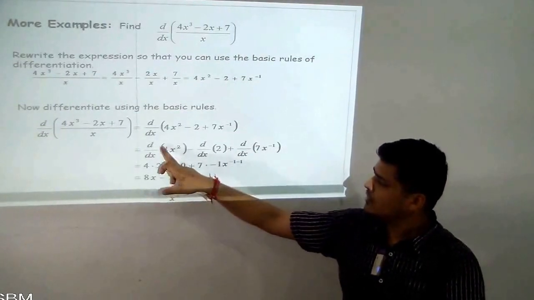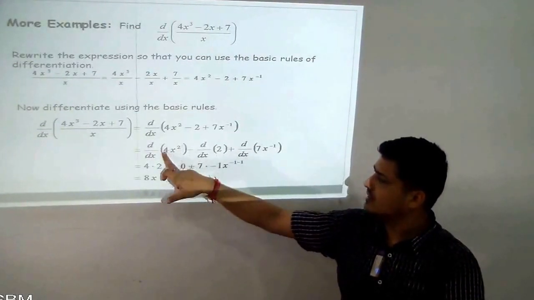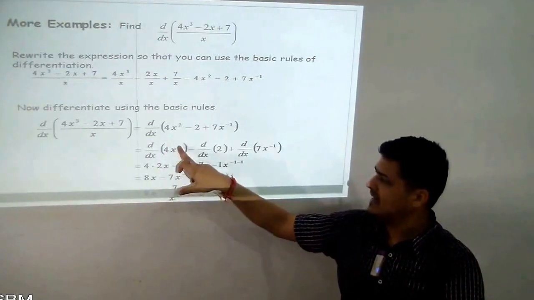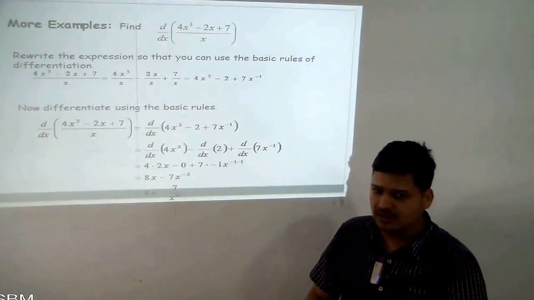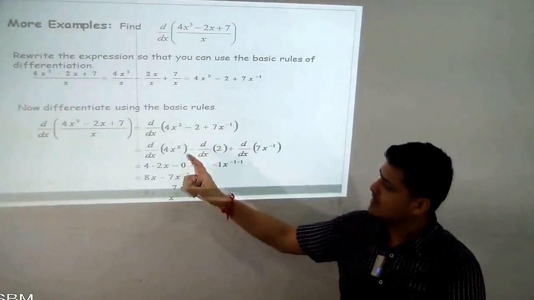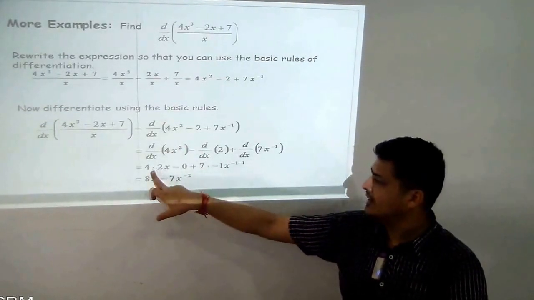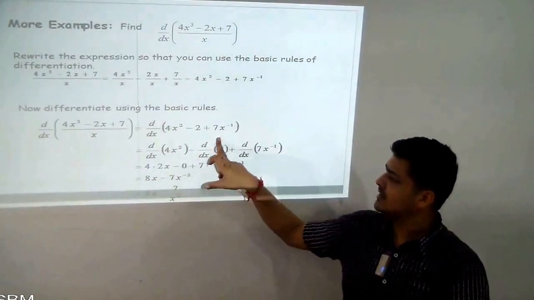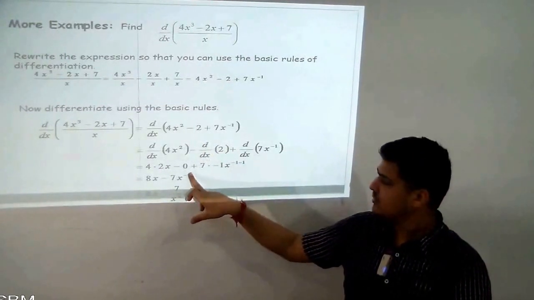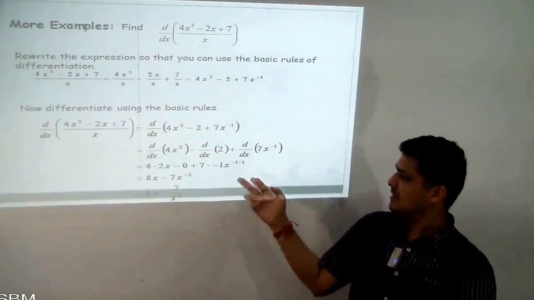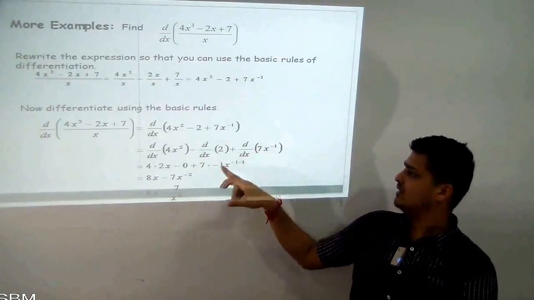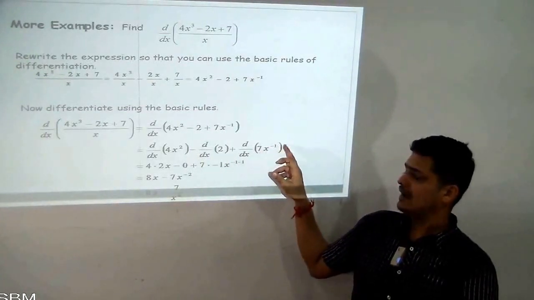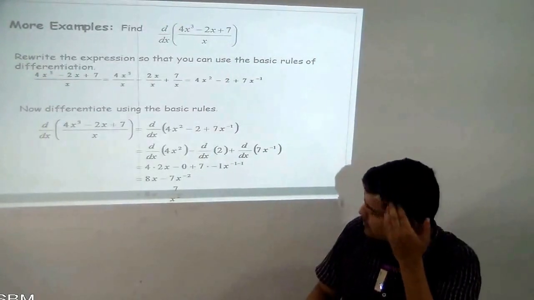When we apply d/dx of 4x square, it is 4 into 2 times x to the power 2 minus 1, which is nothing but x. So 4 into 2x, minus d/dx of 2, which is 0. Then d/dx of 7x to the power minus 1: the power minus 1 comes over here, x to the power minus 1 minus 1, so it becomes minus 2.